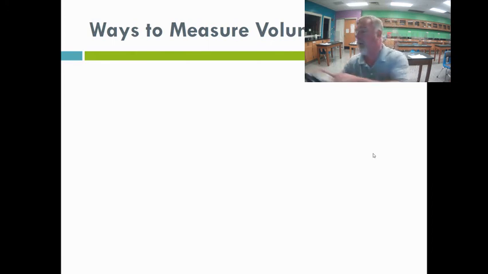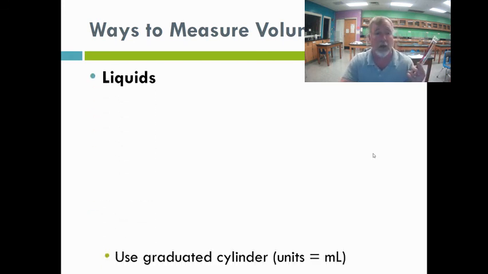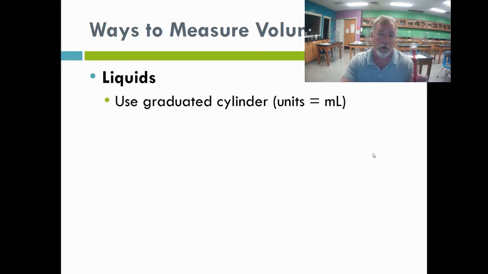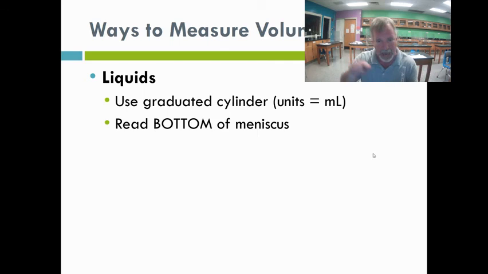Let's talk a little bit more about measuring volume. We measure the volume of liquids. That's really easy. We use our graduated cylinder. Remember, our units are 1 milliliter on here. And you read the bottom of that meniscus, that curve. Make sure you get to eye level. Don't pick up your graduated cylinder. Put the graduated cylinder on your desktop. You bend down so your eyes are level with the bottom of the meniscus, and then make your reading.